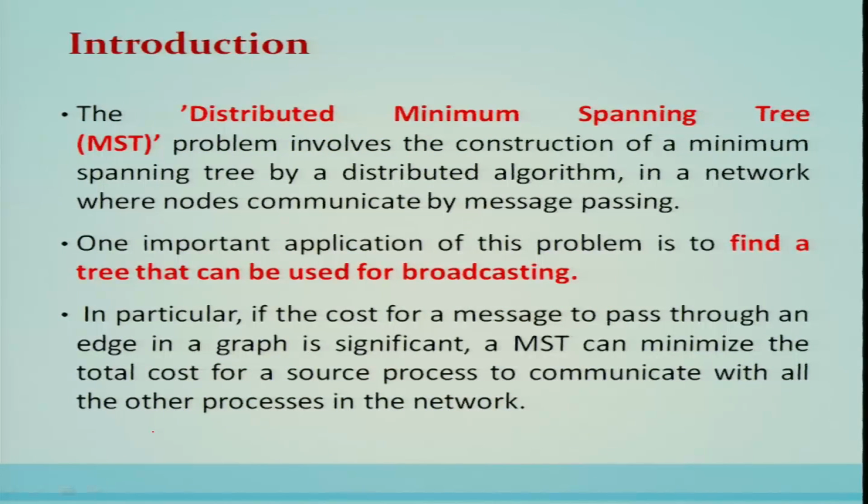Introduction. The distributed minimum spanning tree (MST) problem involves the construction of a spanning tree of minimum weight by a distributed algorithm in a network where the nodes communicate by passing messages. One important application of this problem is to find a tree that can be used for broadcasting. In particular, if the cost of a message passing through an edge in a graph is significant, an MST can minimize the total cost for a source process to communicate with all other processes in the network.